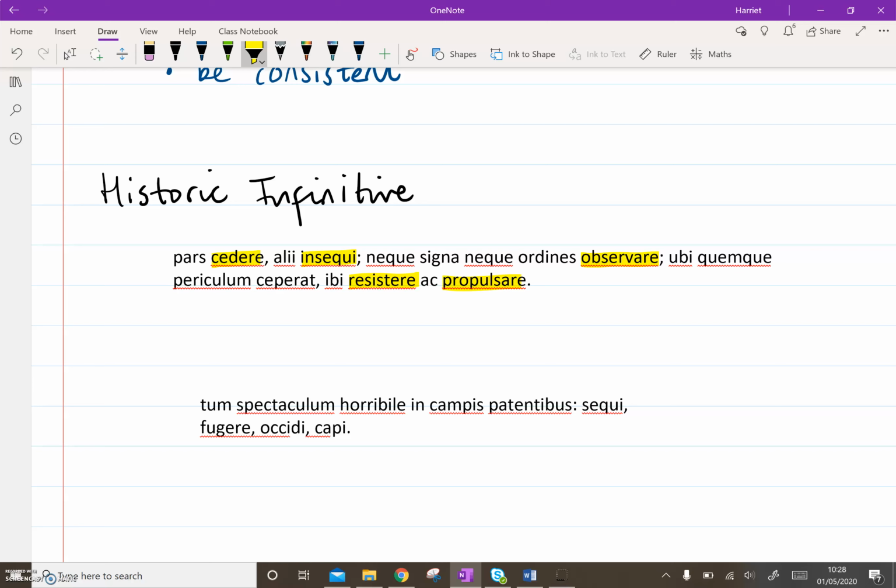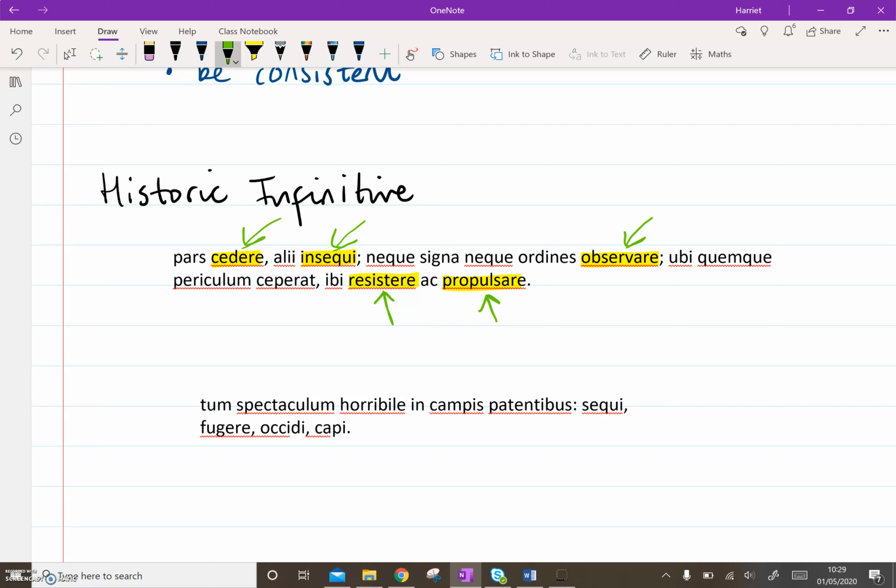This one we would translate as: a part yielded, others pursued, they held to neither the standards nor their ranks, and when danger had captured any of them, there they resisted and they fought. You can see I've translated this one as yielded, this one as pursued, this one as held to, you could translate it as observed if you like, this one as resisted, and this one as fought. So I've translated them all as if they are just perfect tense active verbs.